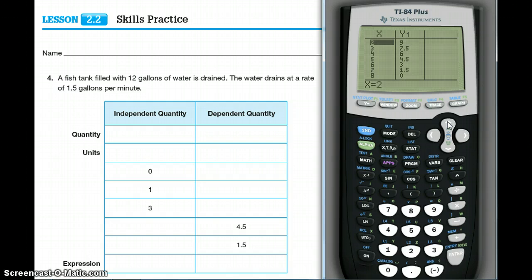Okay? But we want to know 0. So at 0, there are 12 gallons of water, and that makes sense. No time has passed, and we have these 12, so that goes in here. After 1 minute has passed, there's 10.5 gallons of water. 3 minutes has passed, there's 7.5. And then we want to know, when is there 4.5 gallons of water? That would be at the 5-minute mark. And when is there 1.5? We can go down. And when there's 1.5 gallons of water, that was 7 minutes. So we can just go ahead and fill in that table.